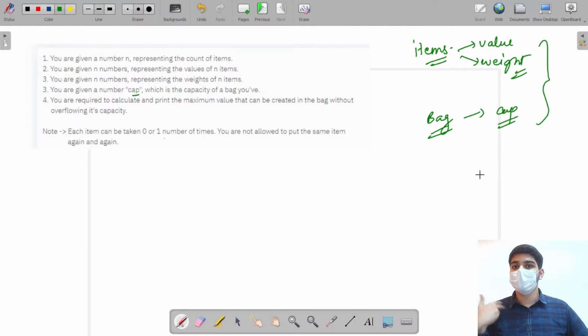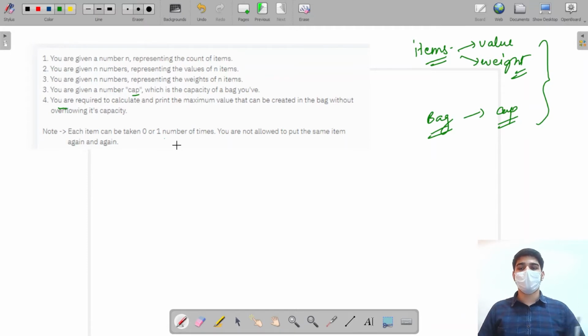Okay, what does the question want from us now? It says that you are required to calculate and print the maximum value that can be created in the bag without overflowing its capacity. What does this mean? From the given set of items, you have to pick items such that the summation of weights of the set you make is smaller than or equal to the capacity being provided. Then only you would be able to fit those inside your bag, right?